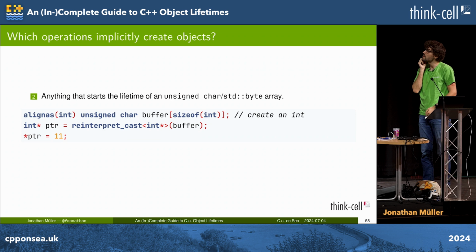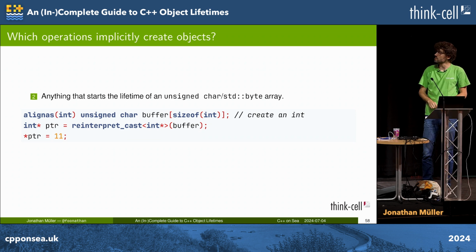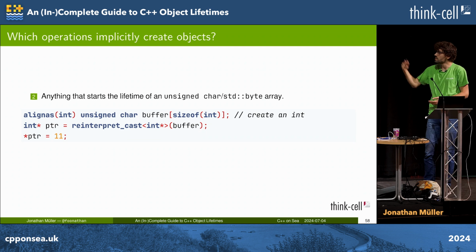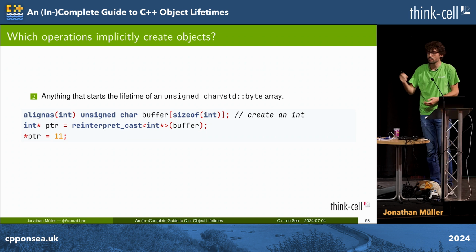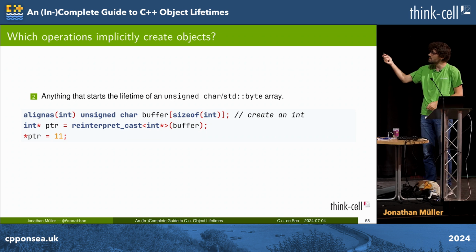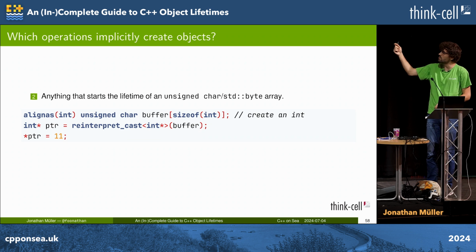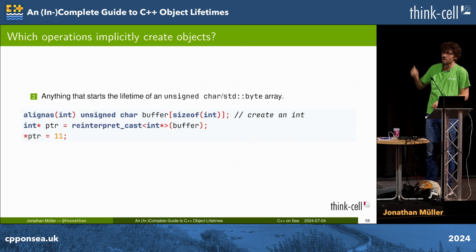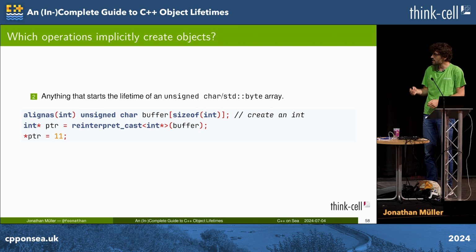Anything that starts the lifetime of an unsigned char array implicitly creates objects inside that buffer. So we've got an unsigned char buffer, we create an int pointer, and then we use it, and this implicitly creates an int, and this is fine. Except for a bug in the C++ standard, because the reinterpret cast to the int pointer actually doesn't give you a pointer to any objects created inside the buffer, due to some oversight in the wording. So technically, we have to use std::launder.